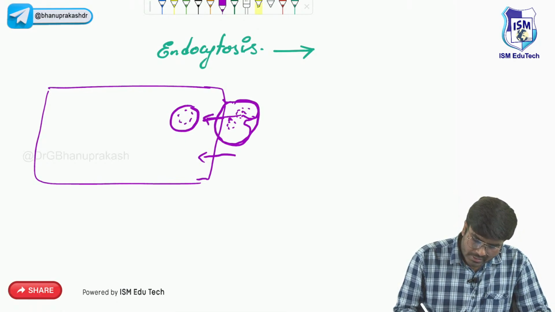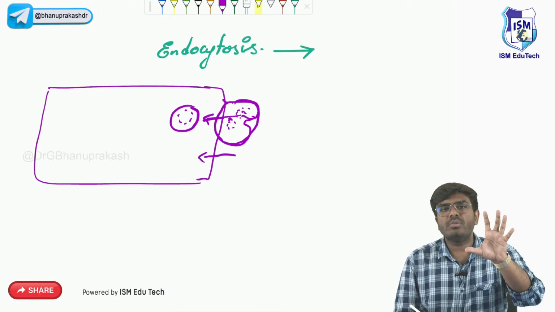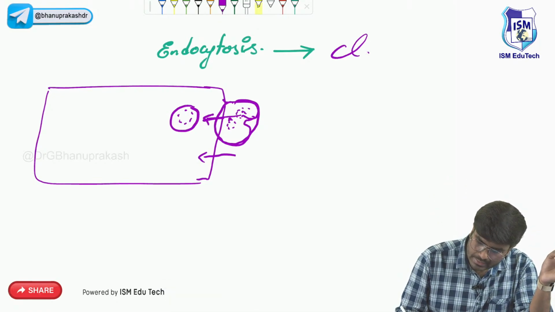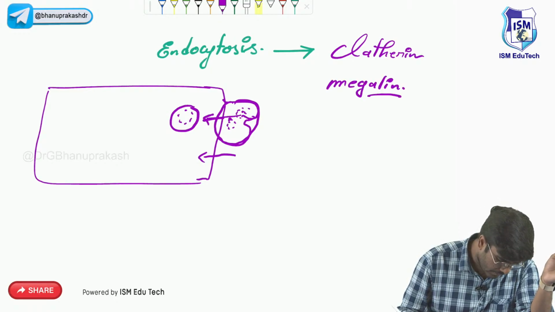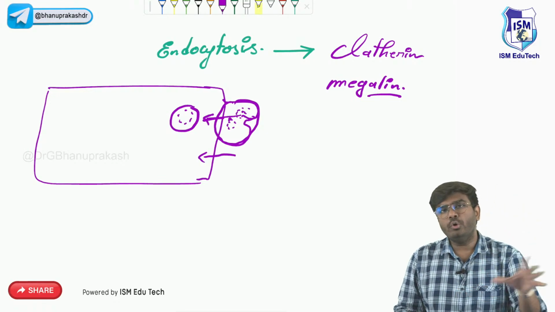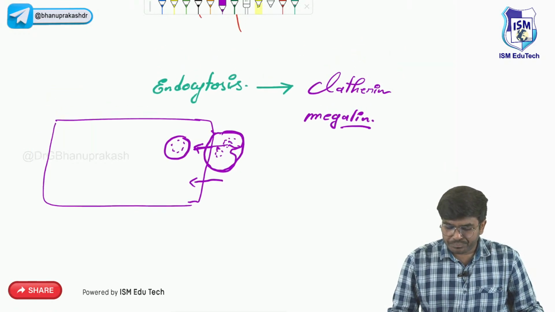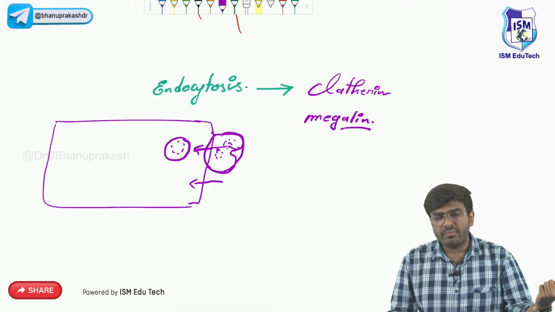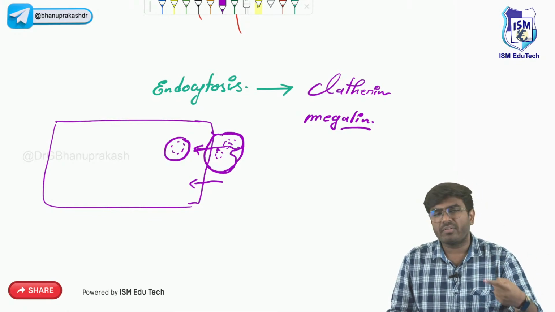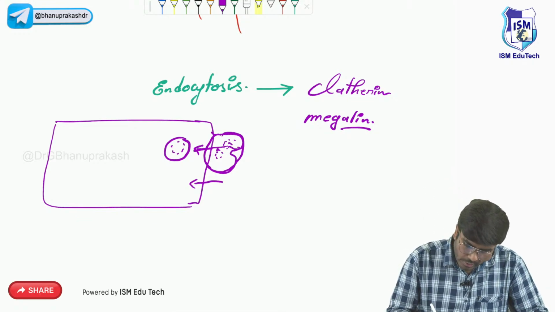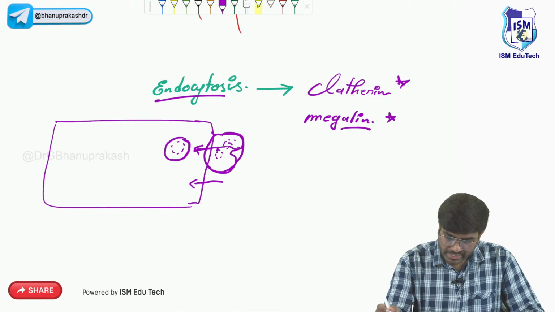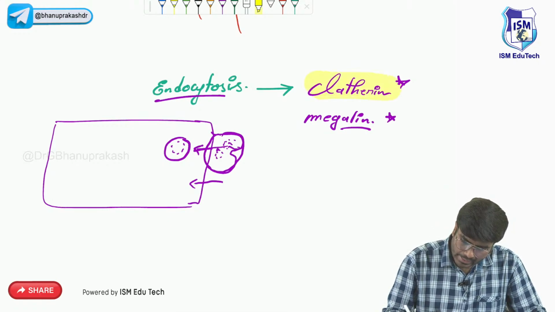This type of movement is called endocytosis. But direct question: endocytosis requires which type of proteins? Clathrin and megalin. The PDF will be shared with you. I asked the management to share yesterday's class PDF and today's class PDF on Telegram. After the class I will share them, so don't worry about the PDF. Endocytosis happens with the help of proteins like clathrin and megalin.